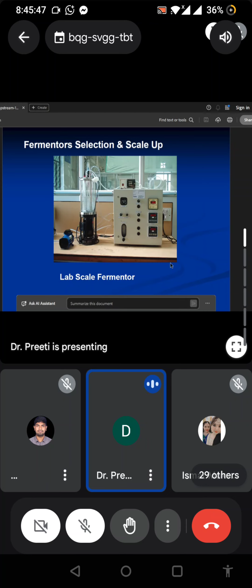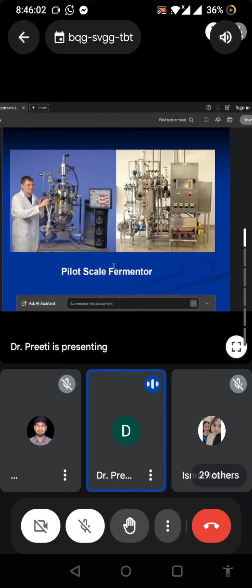So here you see this is a lab scale fermenter. Lab scale fermenter, as you see, this is glass lined. And this is your display unit where you will be able to see temperature, pH, oxygen, etc. level. Everything would be understood. And this is your pilot scale fermenter, usually made with stainless steel. So here you see too many associated pipelines, etc. So this is a bit more complicated than lab scale fermenter.